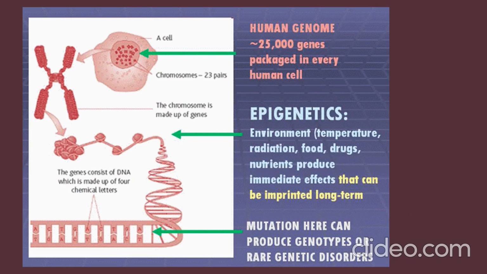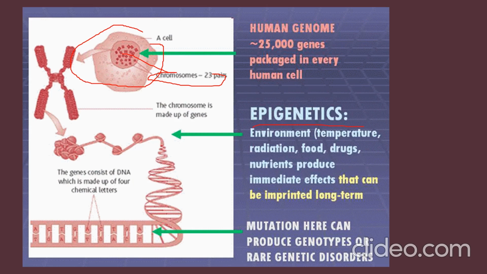So we have here a cell with 23 pairs of chromosomes inside niya, right? So the whole human genome contains 25,000 genes packaged in every human cell. Napakadami. Okay, so the chromosome is made up of genes. And then this one, the genes naman, consist of DNA which is made up of 4 chemical letters. Diba yung adenine, yung guanine, yung cytosine.